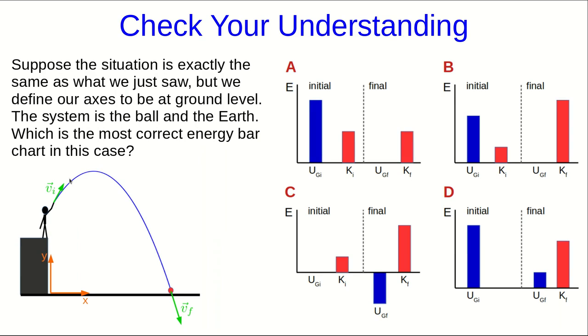In the problem I just worked, I defined my axes so that the origin was at the initial location of the ball. But what if I had decided differently? What if I had located the origin down on the ground, which might be what you're more inclined to do? In that case, what would the energy bar chart look like?